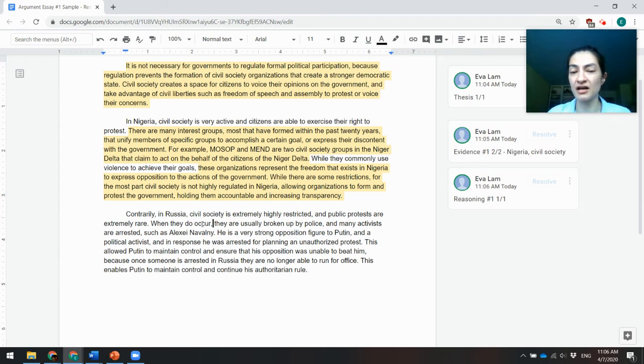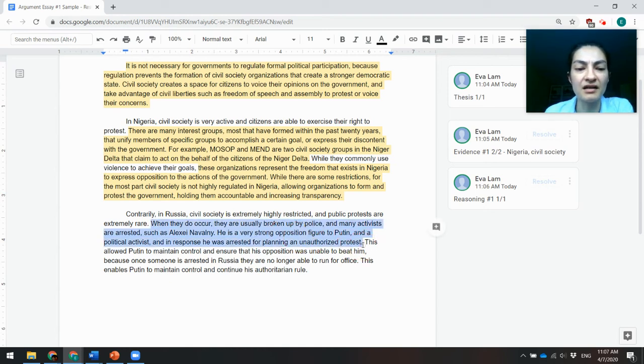And again, separating out that second paragraph just makes it crystal clear to me as a reader where the second example is beginning, which this author also signals by saying contrarily and by shifting to a very different case to the country. Contrarily, in Russia, civil society is extremely highly restricted, and public protests are extremely rare. When they do occur, they are usually broken up by police, and many activists are arrested, such as Alexei Navalny. He's a very strong opposition figure to Putin and a political activist. In response, he was arrested for planning an unauthorized protest.